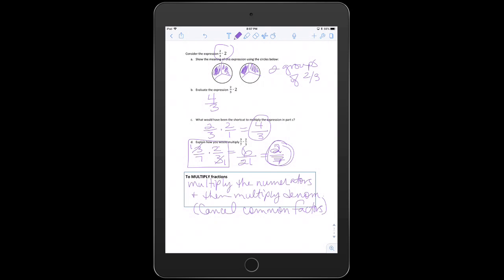So now I would like you to go to your fractions worksheet that you should have gotten. And on the back, I want you to try numbers A through H. Actually, before you try these, watch the second video because I'll run through a few examples with you.